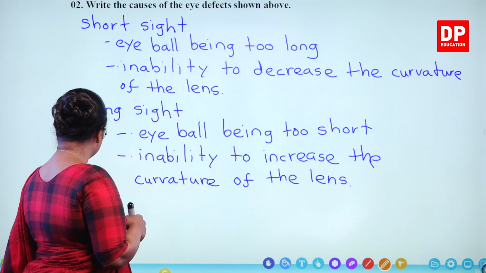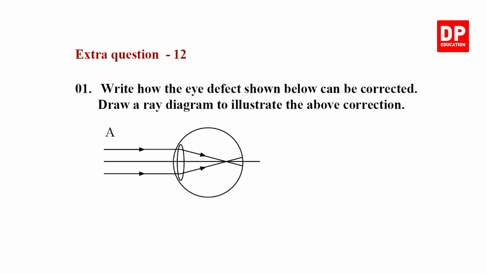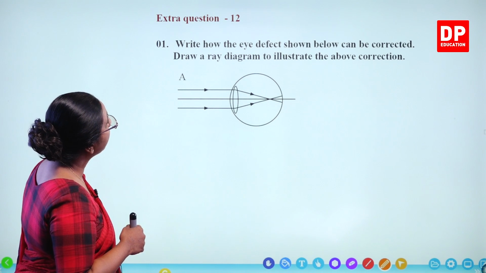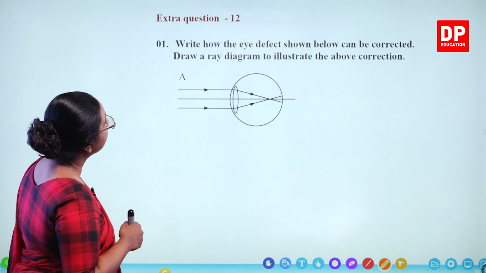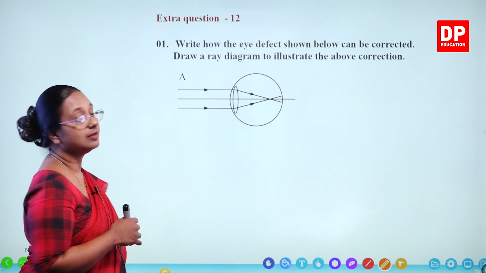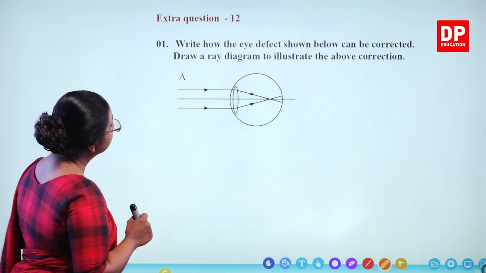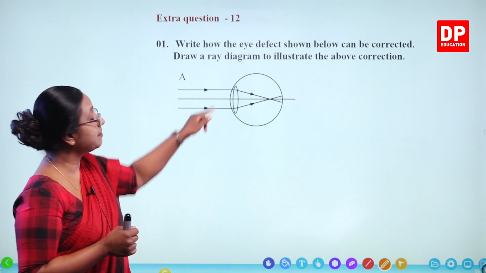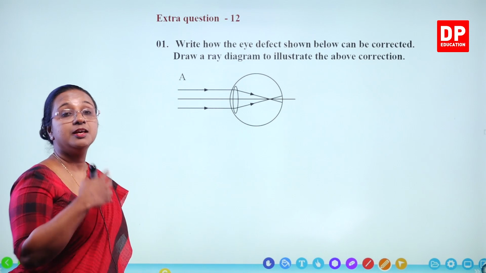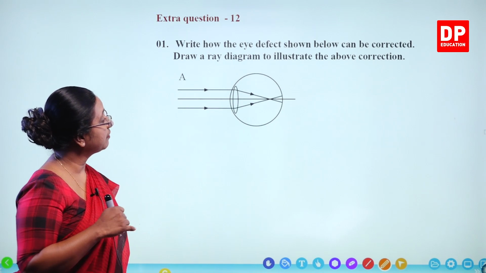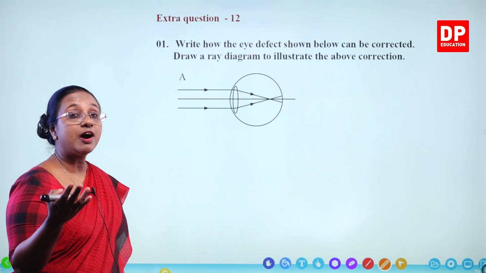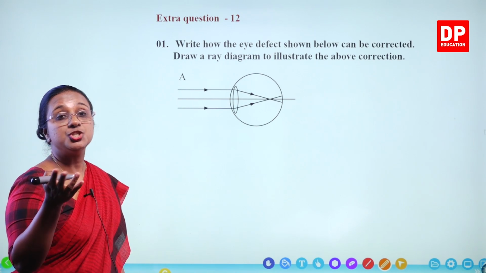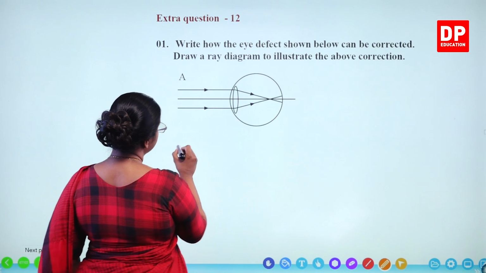Then with that, the next one, extra question 12. Write how the eye defect shown below can be corrected. Draw a ray diagram to illustrate the above correction. So, what is this eye defect? You can see parallel rays, so far object, the image forms in front of the retina. So you can't see the far objects clearly. So, this is short sight.